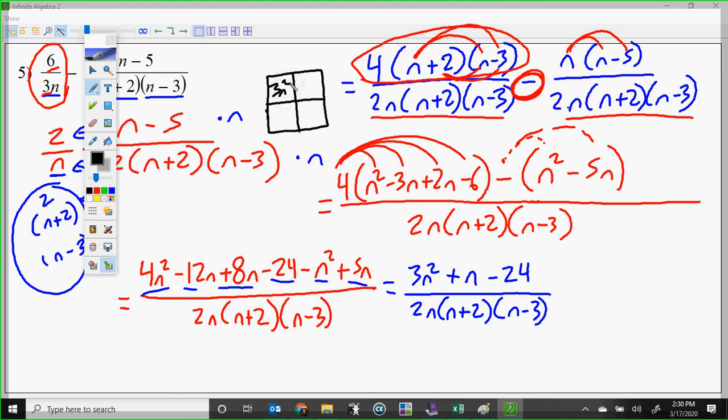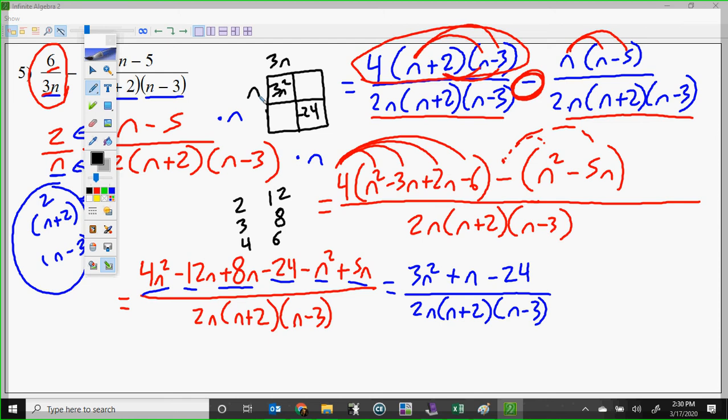3n squared negative 24. So let's think here. What are our factors of 24? Well, we have 2 and 12. We have 3 and 8. And 4 and 6. And this is 3n, so we're going to have 3. So one of those is going to multiply by 3, and when hit by the other one has to make 1. So one's positive, one's negative. We got to add them together and make 1.